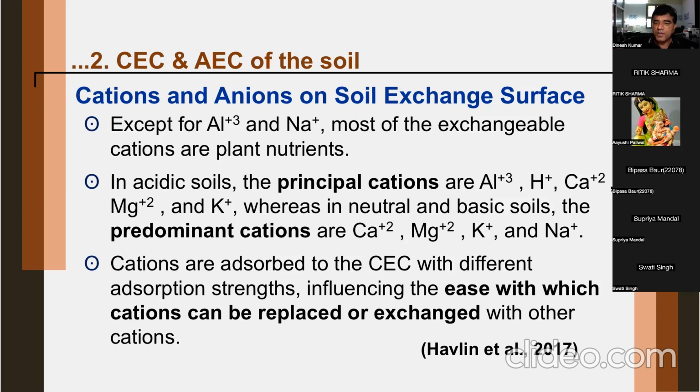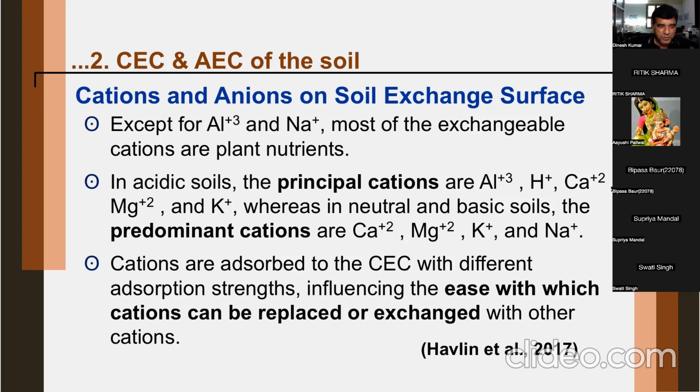Cations are adsorbed to the CEC with different adsorption strength. So CEC sites are exchangeable sites. The adsorption strength may be different for different cations, and this strength will affect their availability or their replenishment to the soil solution. So let us check which cation has the strongest affiliation, or is most strongly attracted to the exchangeable surface.